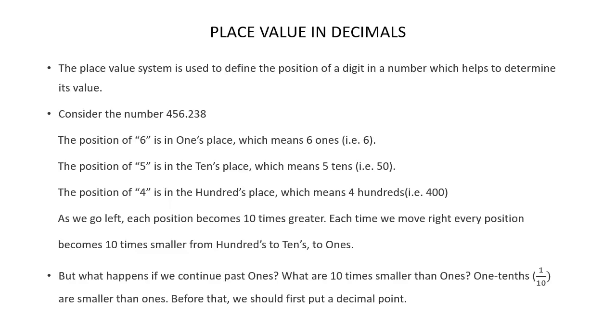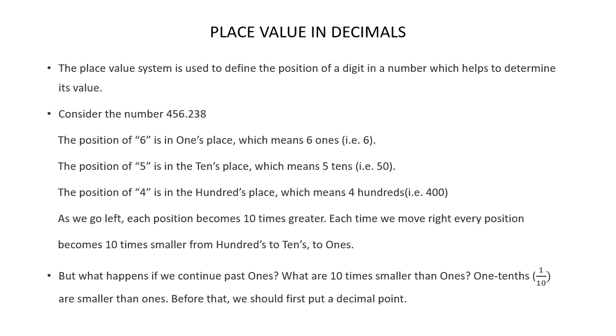Let's understand what is place value in decimals. The place value system is used to define the position of a digit in a number, which helps to determine its value. So, the position of a digit in a number helps us to determine the value of the digit.